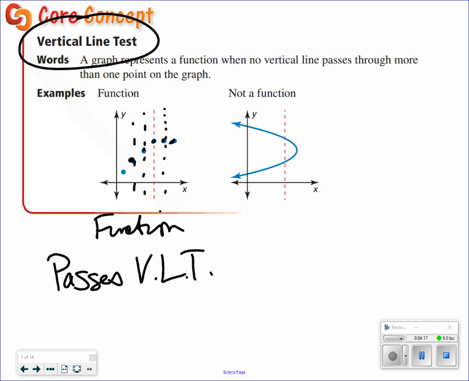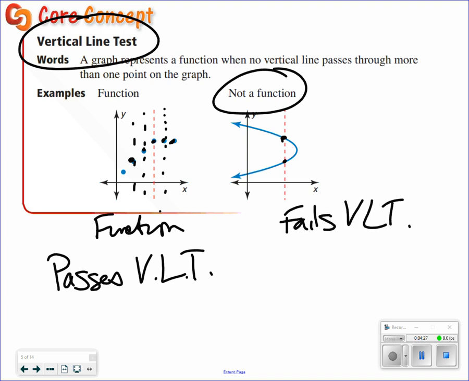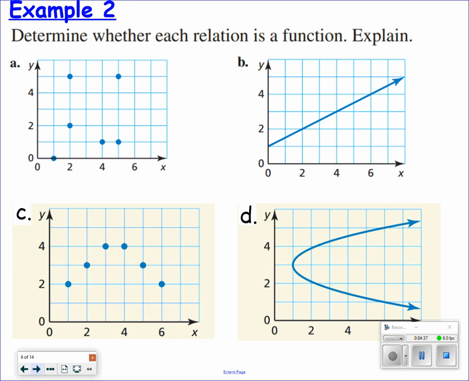Next one is not a function because it hits more than 1 point and therefore fails the vertical line test. So again, if you have a graph and you want to say something is a function, it passes the vertical line test. In this picture, notice I draw in a vertical line right here. I hit two different points. That is not a function, and the reason you would say is because it fails the vertical line test.